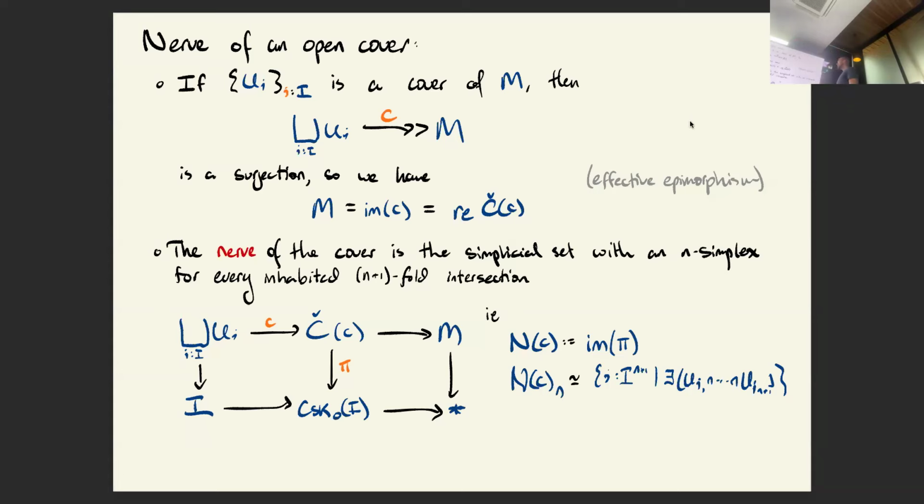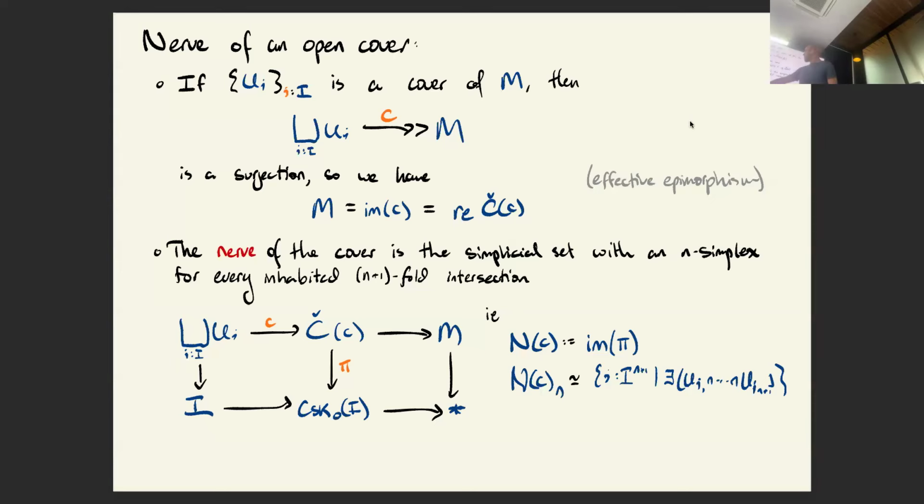But the nerve of the cover, then, right, it's going to be the simplicial set, which has an n-simplex for every inhabited (n+1)-fold intersection. Remember that all the way back from the beginning of the talk. So how do we construct that this way? Well, we have our factorization of C through the Čech nerve, right? We also have that this is bundled over I, the indexing type, by projecting out the first component.